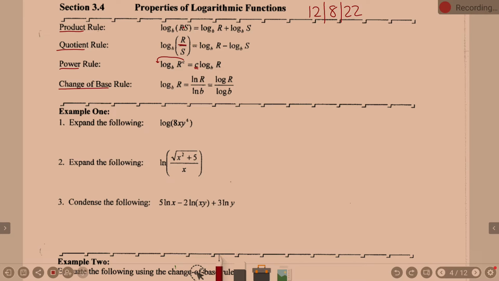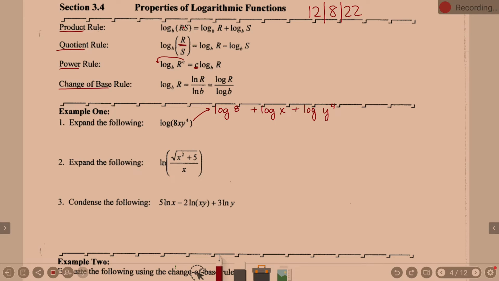Okay. We see multiplication, yes? Multiplication can be broken up into addition. So that is going to be my first step. And I'm going to break it into 3 logs. So log of 8 plus log of x plus log of y to the 4th. Now, in terms of simplifying, they want a little bit more from you. Okay, so we've already pulled it apart, but in terms of expanding, there's one other thing we can do.